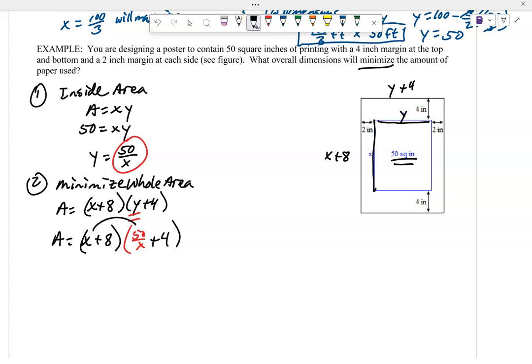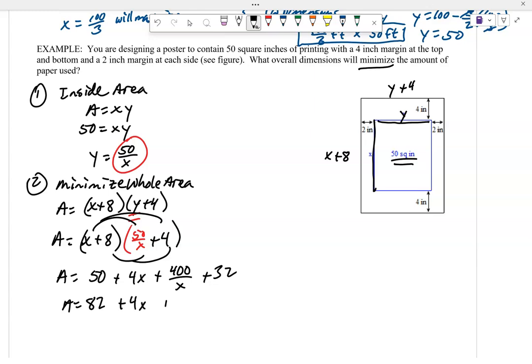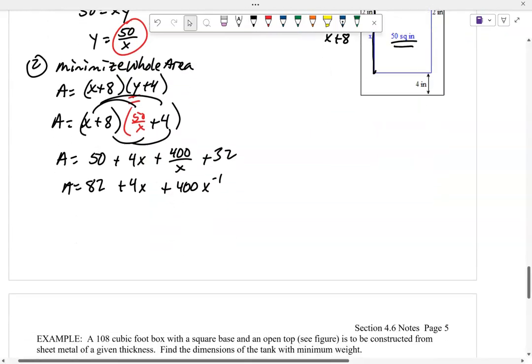And then when I multiply this through, I'll have 50x over x, so that's just 50. Outside x times 4, I got 4x. That would give 50 times 8 is 400 all over x, and then plus 32. So it looks like I've got 50 plus 32, I've got 82 plus 4x plus 400 x to the negative 1. So I can take this derivative so we can minimize this.